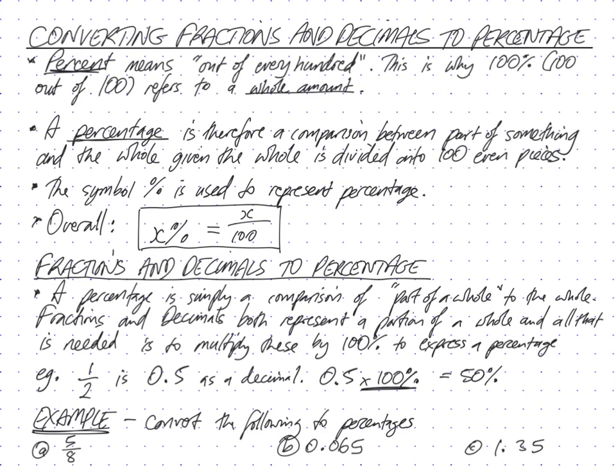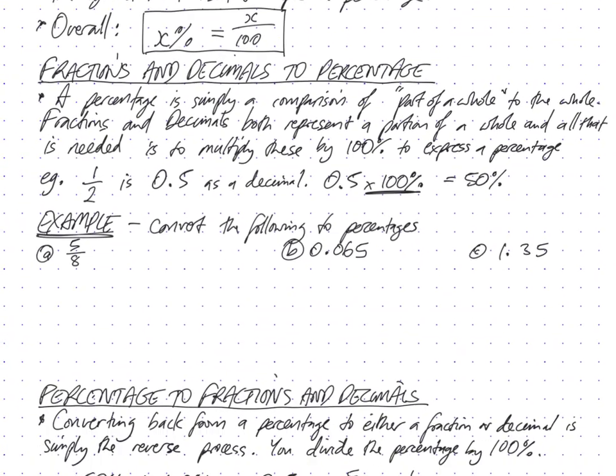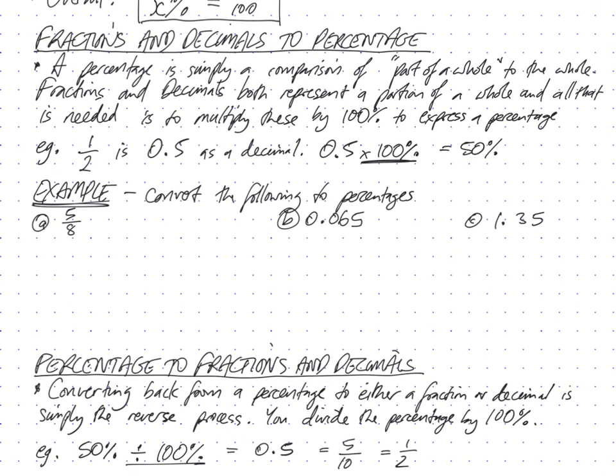So now we can get to converting fractions and decimals to percentage. We've already said that a percentage is simply a comparison of part of a whole to the whole, given that the whole is 100 pieces. Fractions and decimals both represent a portion of a whole. So all that's needed to convert a fraction or a decimal to percent is to multiply it by 100%. You multiply it by 100 and put a percent sign on the end. That's basically what it means to express a percentage.